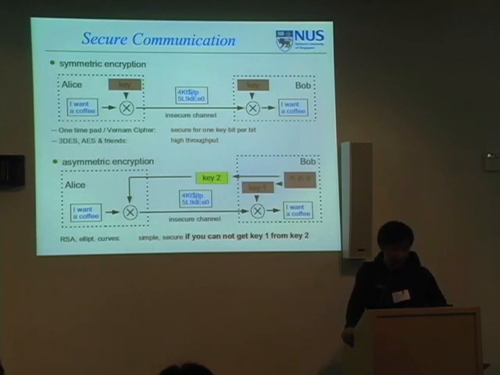Now, the other way to do it is using RSA or elliptic curves. And what happens is that Bob has two keys. He keeps one, which is his private key, okay? And there's a public key which he sends to Alice, and Alice can use it for encrypting her message, and she sends it to Bob.